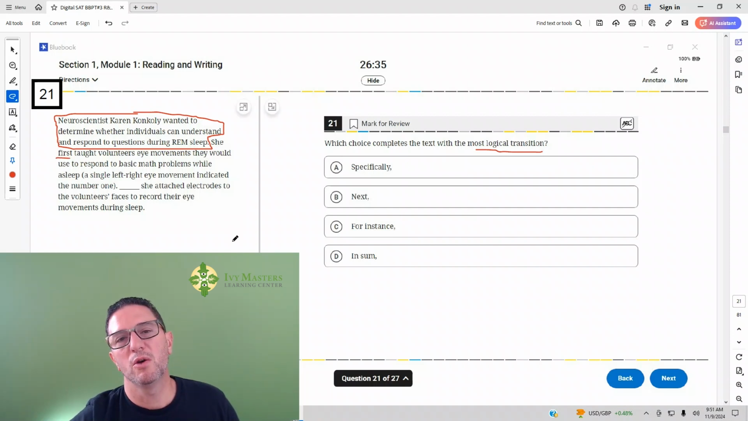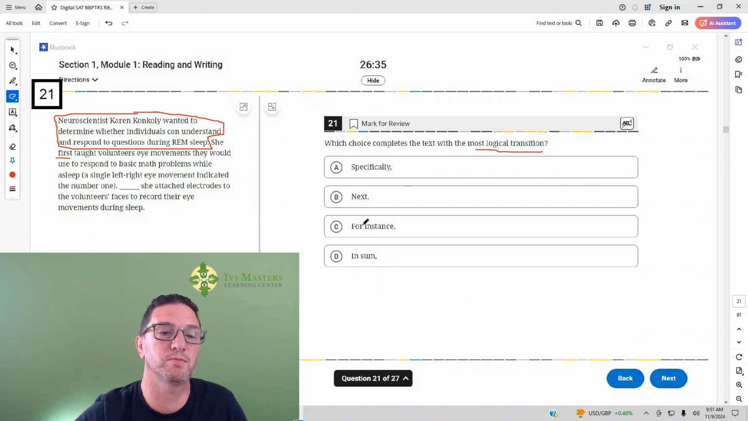By the way, once you determine that they show similarity, all the answer choices show similarity. So that wasn't helpful, but usually you get rid of half of the answer choices. Sometimes you get the correct answer just by determining that. But when we read the sentence, we see first, blah, blah, blah, blah.